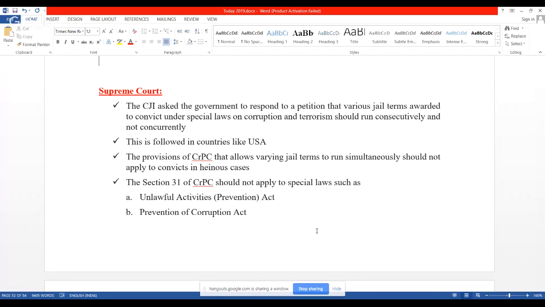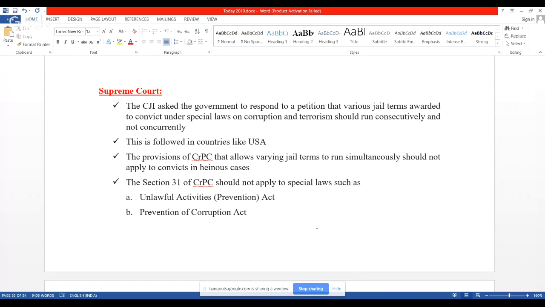The Chief Justice of India asked the government to respond to a petition that various jail terms awarded to convicts under special laws on corruption and terrorism should run consecutively and not concurrently. You have to tell. And this is what is followed in countries like the United States of America. It is not concurrent but consecutive. The provisions of the CrPC, Criminal Procedure Code, that allow varying jail terms to run simultaneously should not apply to convicts in heinous cases. Look at this. This is Section 31.